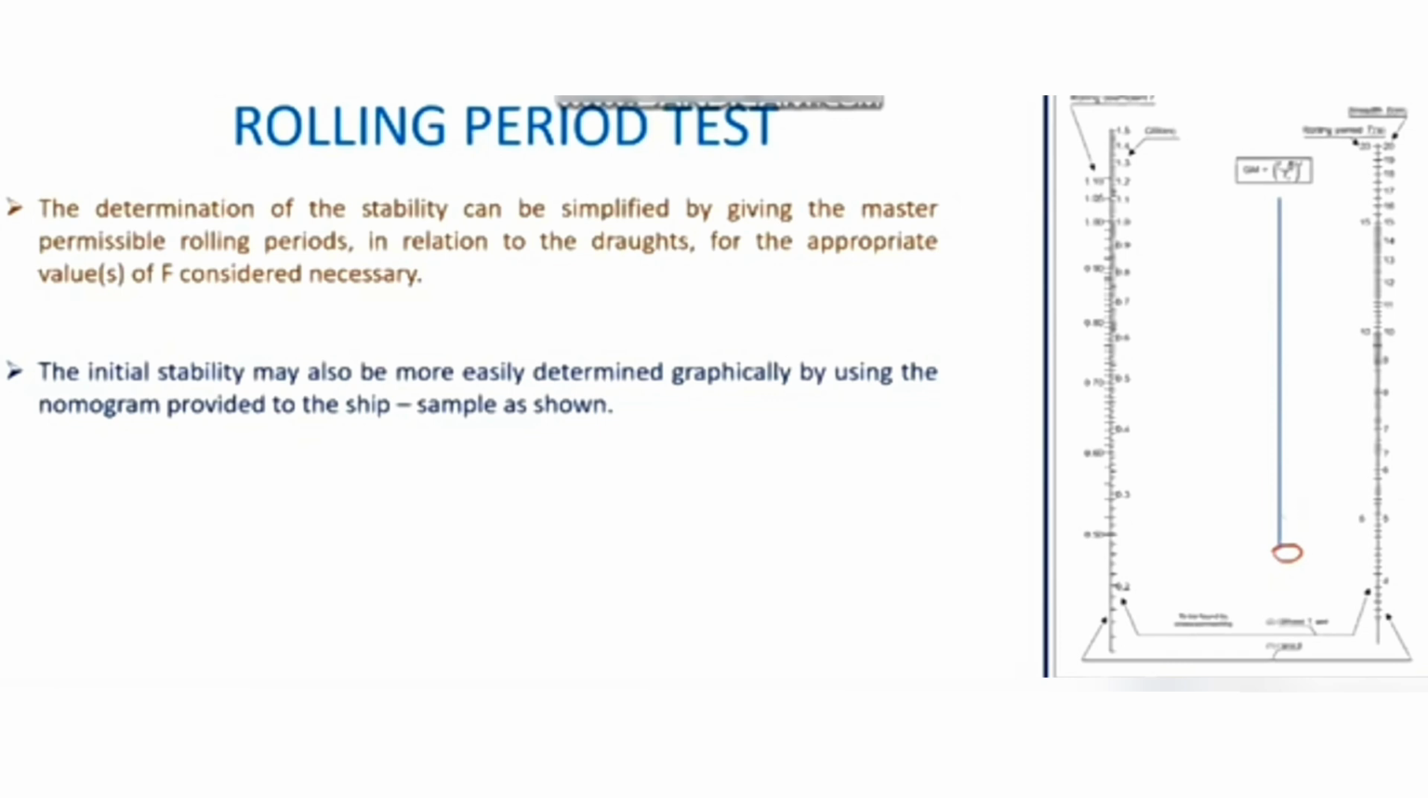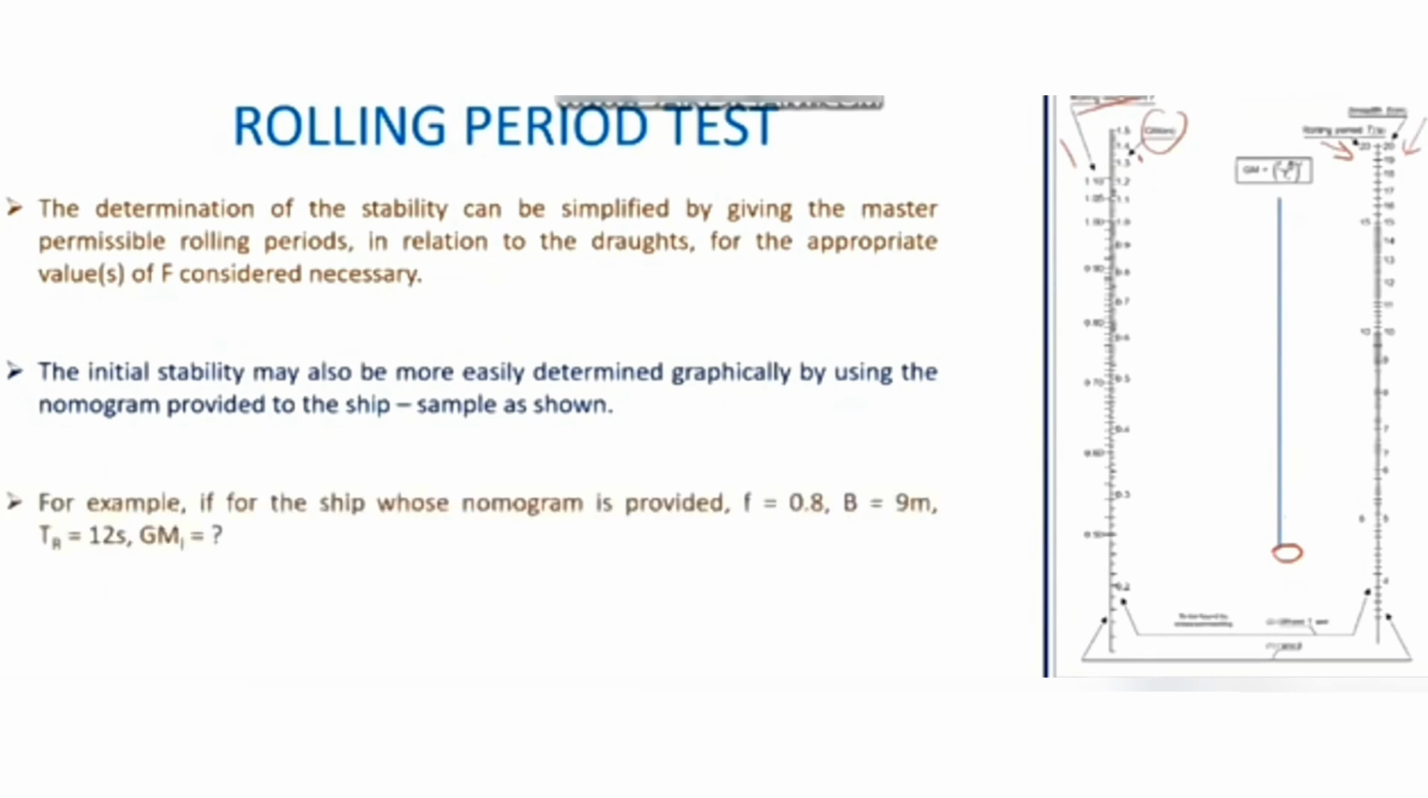Then you see on each y-axis, you have two scales. You have the rolling coefficient here. You have GM here, you have rolling period, time, and you have the breadth here. So there are different scales on the axis. How this nomogram was to be used, I can take you through this example.